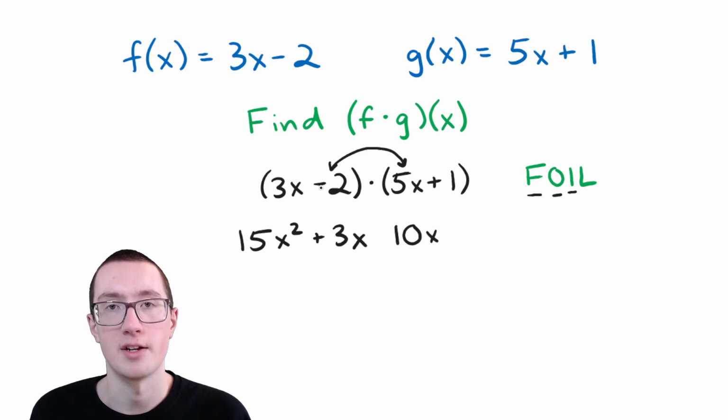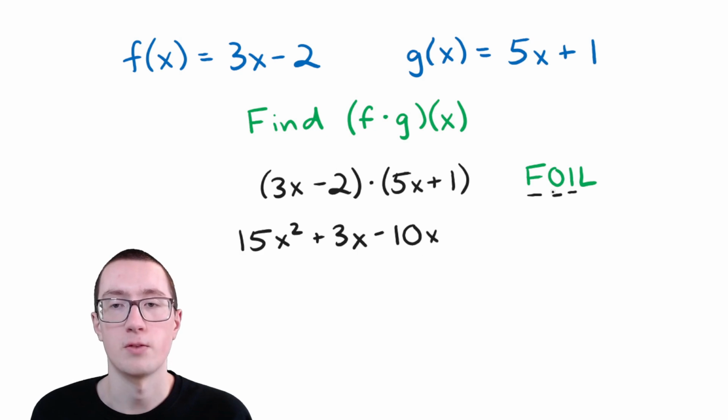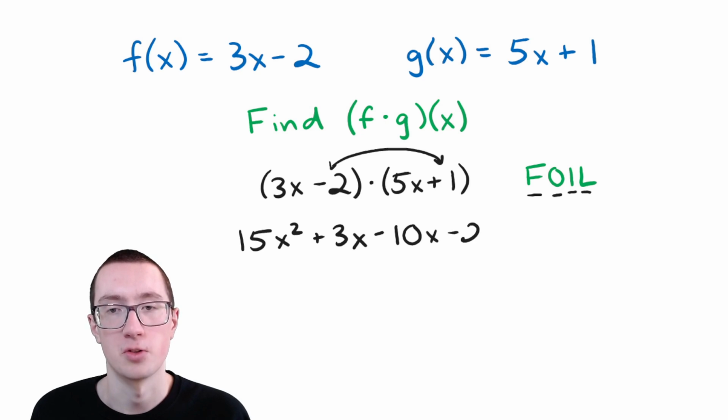And then we have 1 minus sign, so the minus sign stays as well. And then finally we have L for last, so we need to multiply the last parts. So we have negative 2 times 1. Anything times 1 is itself, so that's just going to be negative 2, or minus 2.